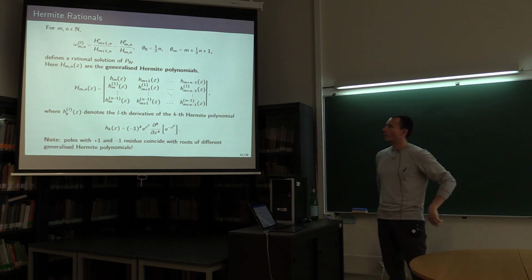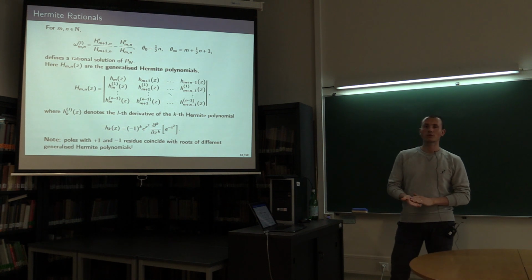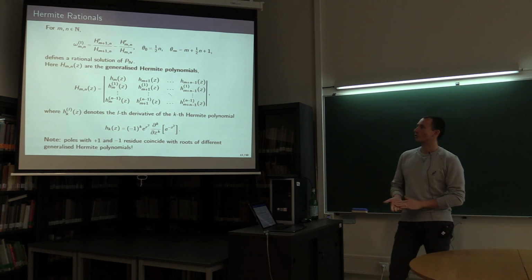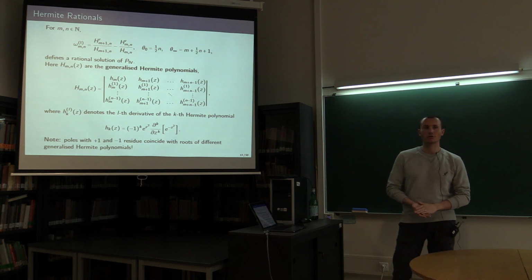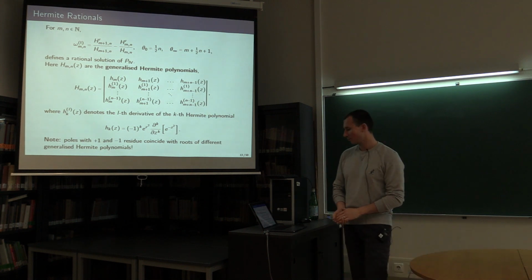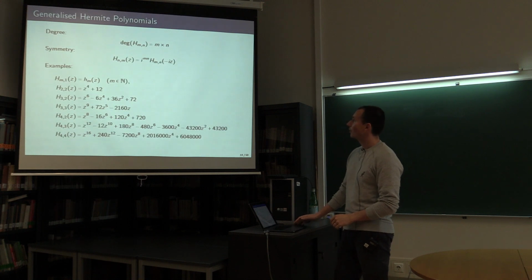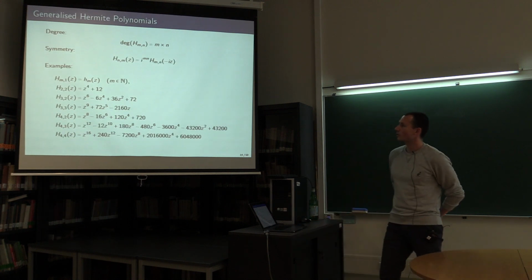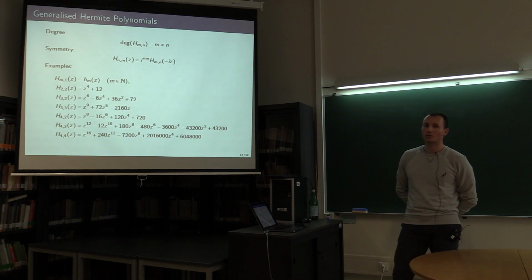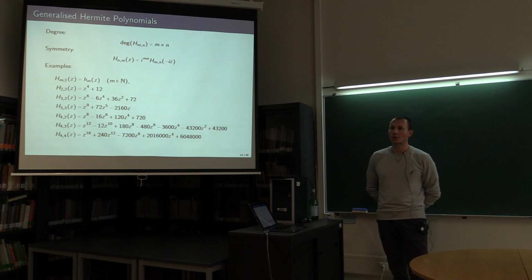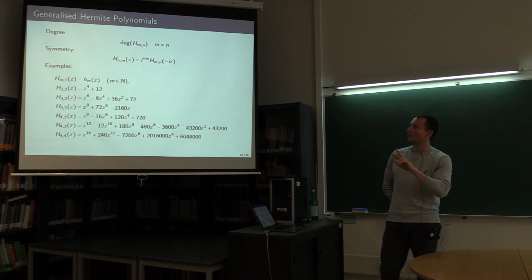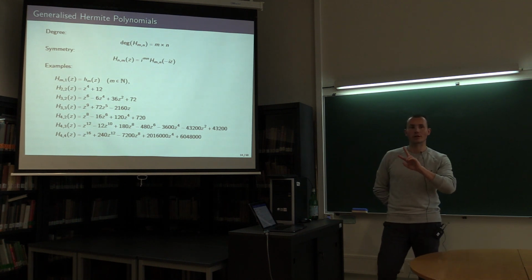And so the problem of computing the distribution of poles is equivalent to computing the distribution of roots of these polynomials. Here are some explicit examples of these generalized Hermite polynomials. The degree of H_{m,n} is m times n, and they have a symmetry which allows you to swap the integers m and n.